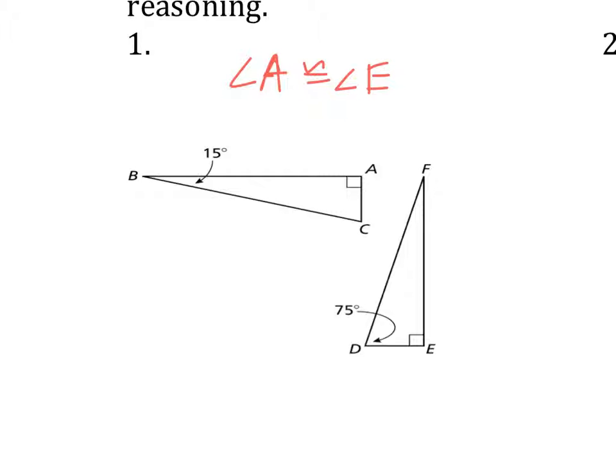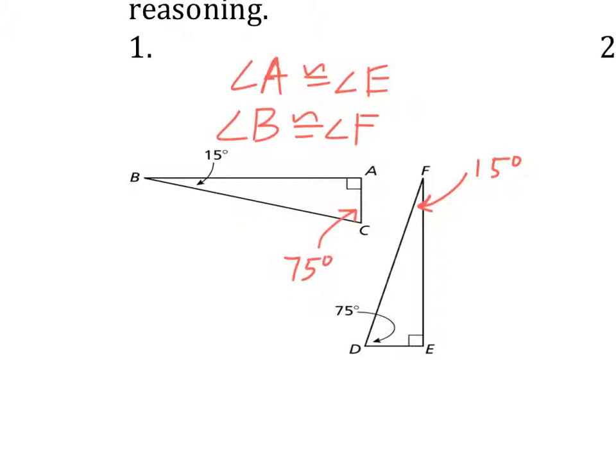Brooke, what do you got for angle C? 75, that's good news. And so angle F, Abby, what's angle F? 15. You actually have all three angles congruent. That's more than enough information, but since you're explaining your reasoning, just tell me one more pair. So angle B is congruent to angle F. Since you've said that two angles are congruent, you can say that they are similar.